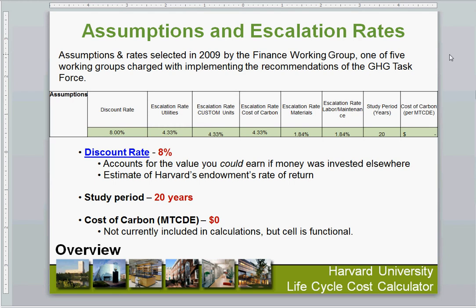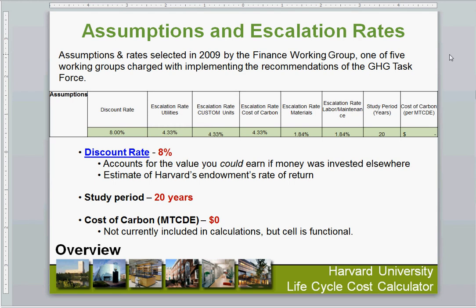If you look at corporate life cycle tools, so for-profit companies, they typically want a much better return on their investment. So it's not uncommon to see discount rates in excess of 15 or 20% on the corporate side. So Harvard is already being reasonably conservative with our discount rate. Although, as you'll see how this really works, it's worth understanding this figure because this is eating away at our savings every year.